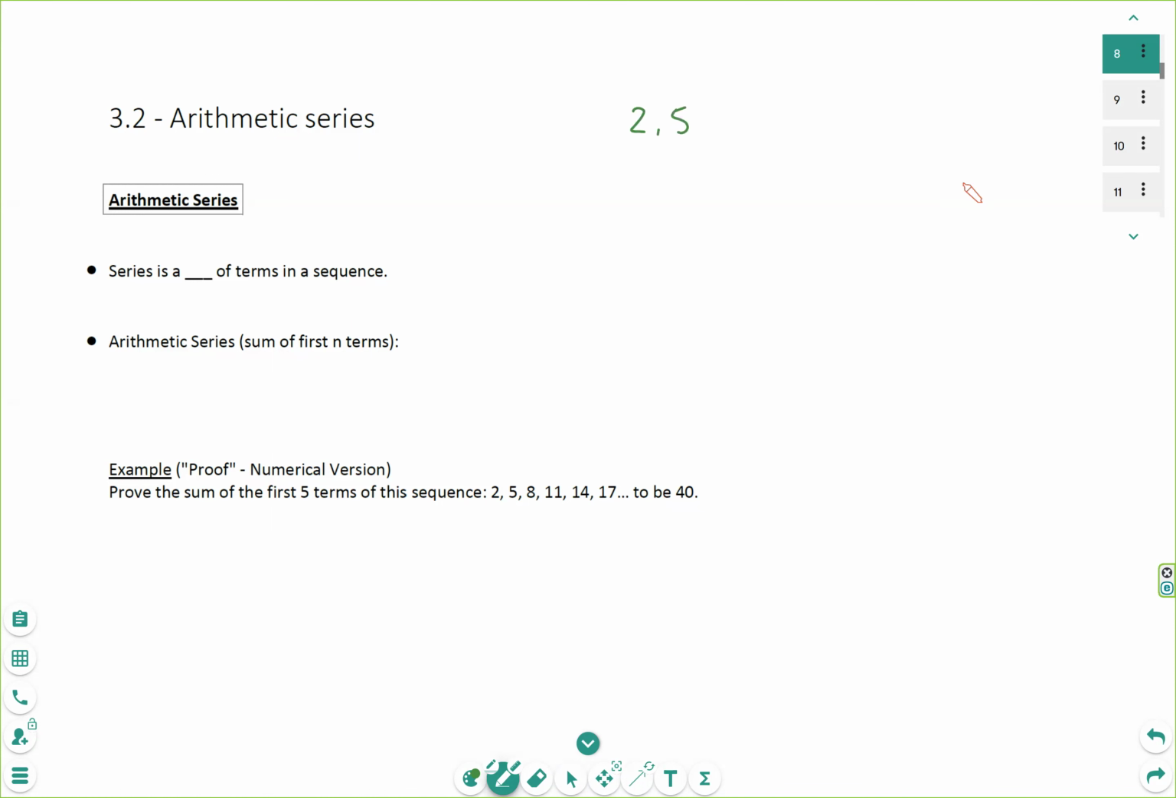For example, 2, 5, 8, 11, 14. This is an arithmetic sequence, right? Because you can see it goes up by 3 each time. So if you remember from last lesson, we know the nth term is un equals a plus n minus 1 times d. So that's a sequence.